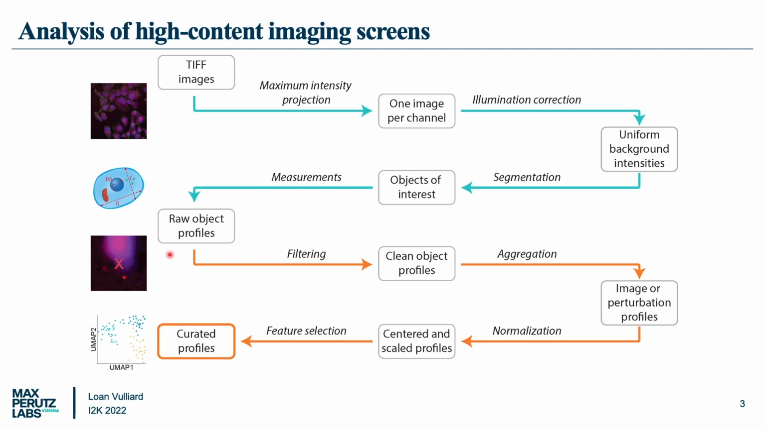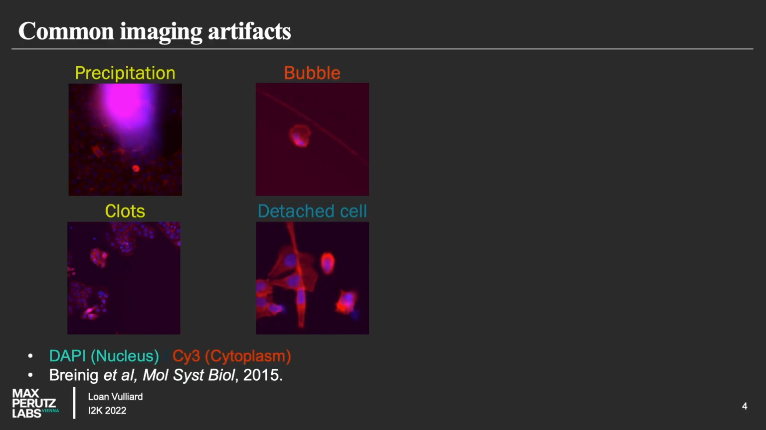Once we have these measurements, we typically like to filter out imaging artifacts, aggregate profiles per condition, and normalize the data and select informative and non-redundant features so that we end up with profiles that are summing up the cellular morphology in each experimental condition that are comparable and usable in downstream tasks. One of the biggest challenges we have to face in high-content imaging screens is that imaging artifacts are really common. And for instance, we often observe precipitations or clots of the fluorescent dyes or other types of artifacts.